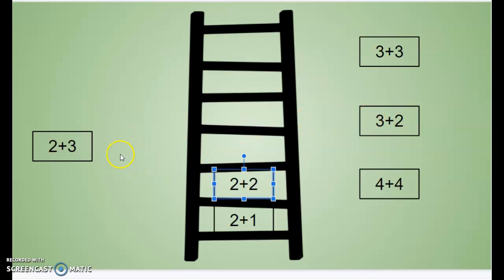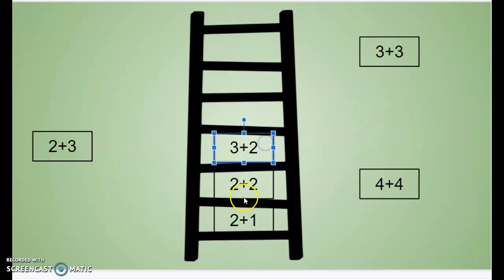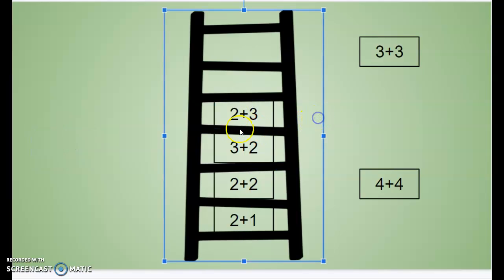Now look at the rest of the expressions. What other expression can go on the following step in our related fact ladder? And this one's a bit tricky because I think we can have 2. If you said 3 plus 2, you are right. 3 plus 2 is 1 or more than 2 plus 2. Now, if you also said 2 plus 3, you were also correct because these two are the same. They have the same numbers.